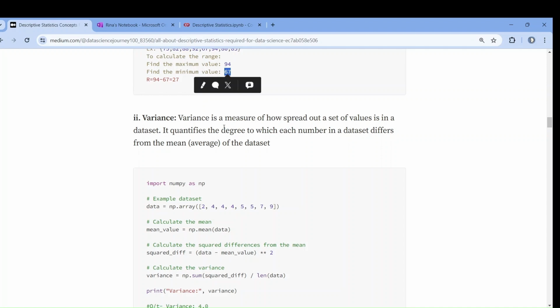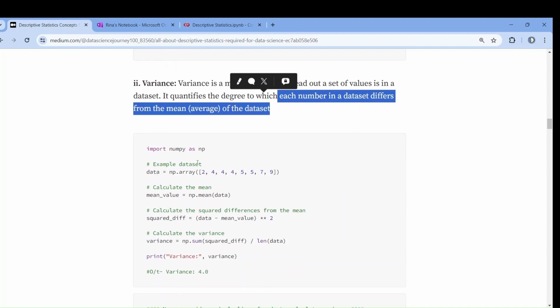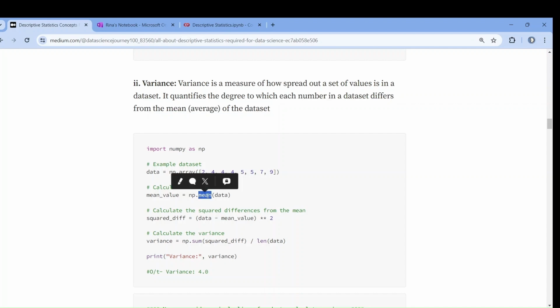Variance simply means finding how much each number in a data set differs from the mean of the data set. Okay, suppose see here. First, I have to calculate the mean of this total array. So I can simply write np.mean, the mean function in NumPy. It will calculate the mean value: 2 plus 4 plus 4 plus 4 plus 5 plus 5 plus 7 plus 9 divided by the total number of numbers. Now the sum is 2, 6, 10, 14, 19, 24, 31, 40 divided by 8. That means 5. So here the mean value is 5.